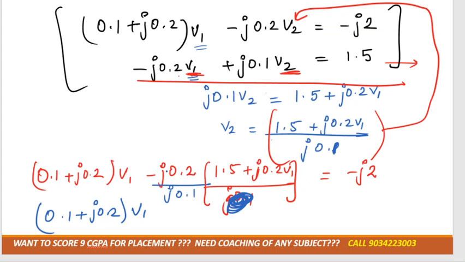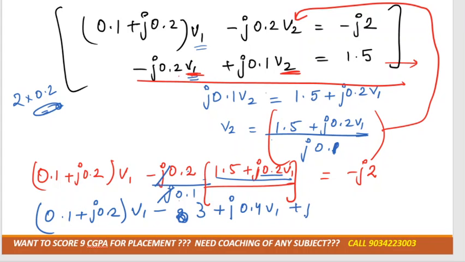Wait, let's solve like this. j would be cancelled. 0.2 divided by 0.1 is how much? 2. So multiply 2 with the inner value. 2 into 1.5 is how much? 3. 2 into 0.2 is, yeah, 0.4 V1, then plus j2, right?